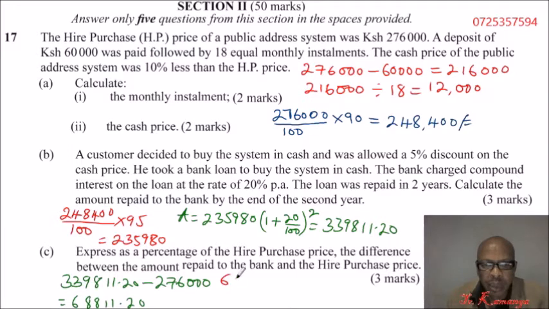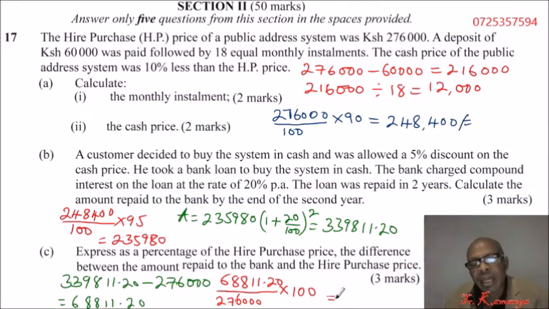So what you do, you say 68,811 and 20 cents, you divide by the hire purchase price, which is 276,000, and you multiply by 100. That will give you the percentage of the hire purchase price, the difference between the amount you paid to the bank and the hire purchase price. You compute that, and you should get 23.12%, and that is how you work that out.